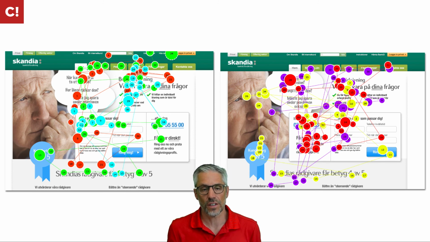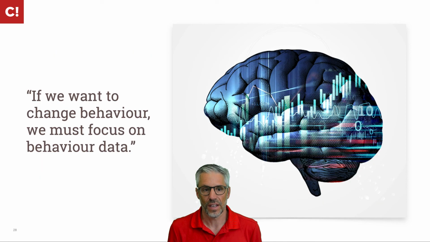So the general take here is that if we want to influence behavior, we must focus on behavior data. The demographical and the attitudinal data sets, they're also really good at other stages of the customer journey. But when we're trying to influence the behavior on our website or on our digital service, we need to focus on behavior data.